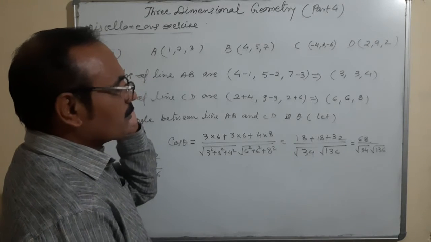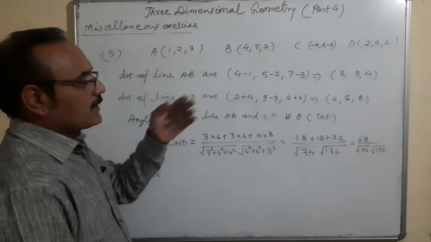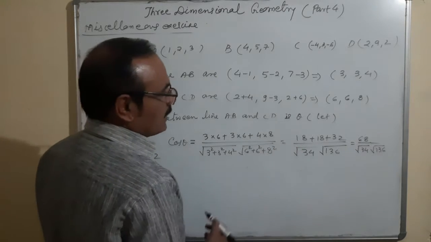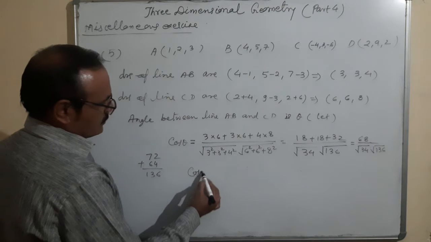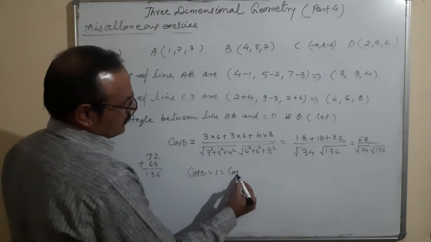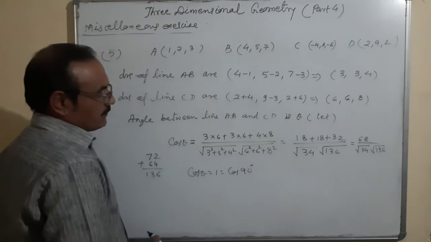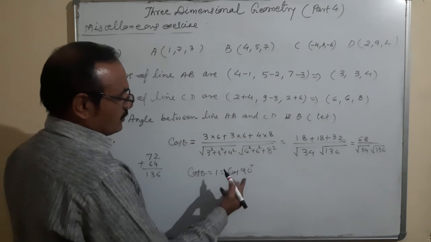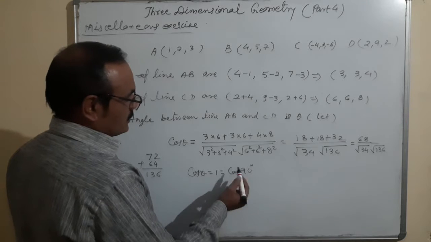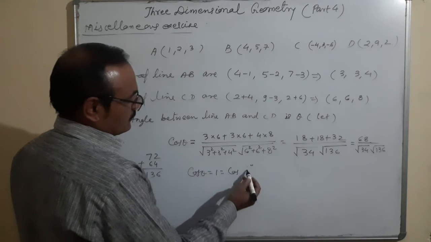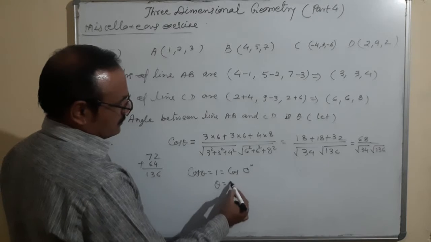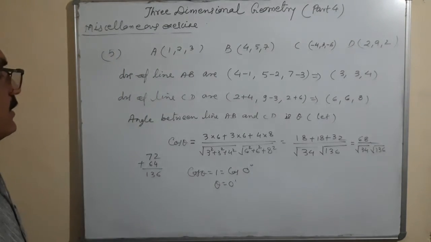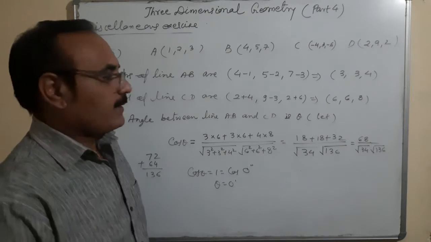So you will check it. The result will be coming here 1. Therefore cos theta is equal to 1, that means it is cos 0. Sorry, cos 0, yes, 1 means cos 0. So therefore theta is equal to 0. And theta equal to 0, what does it mean? The lines are parallel. Okay, got it?